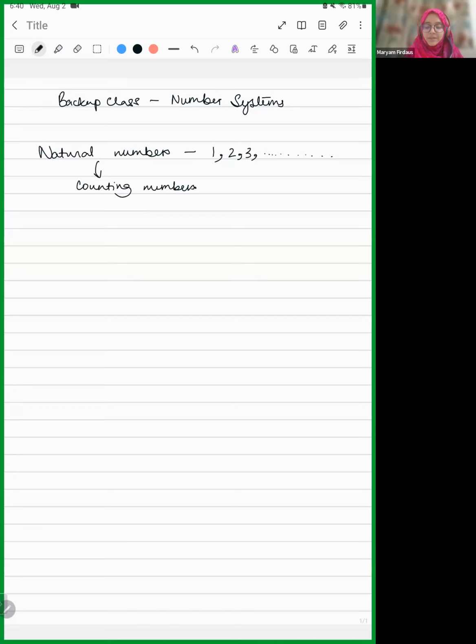And then after that, we have something called whole numbers. What are whole numbers? Whole numbers contain all natural numbers with 0. Those are whole numbers.